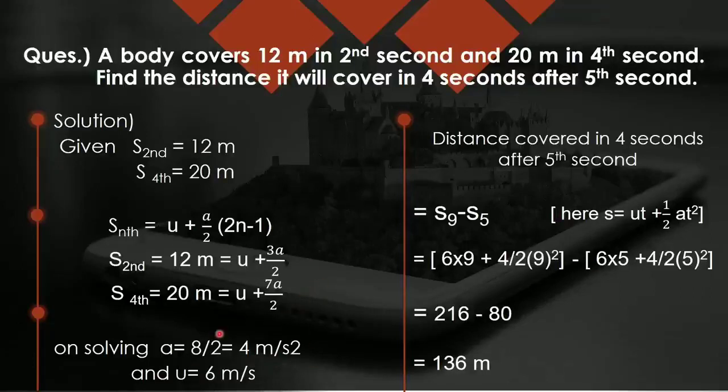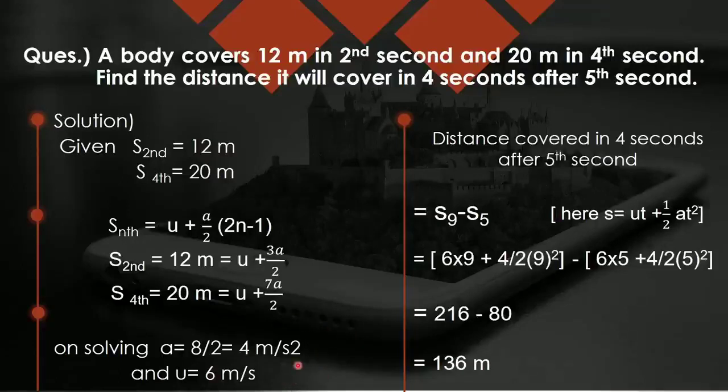And if you put the value of this a in the first equation, so you have to calculate. A is 4. So 12 by 2, 6. So you are getting 12 minus 6, that is 6 meter per second. That is the value of u. That is simple mathematics. You can work it out. You can calculate a and u.